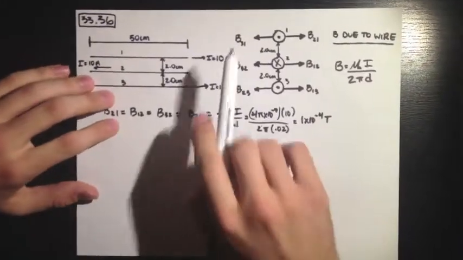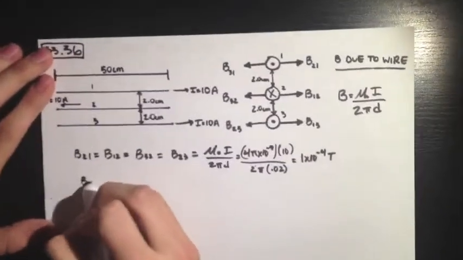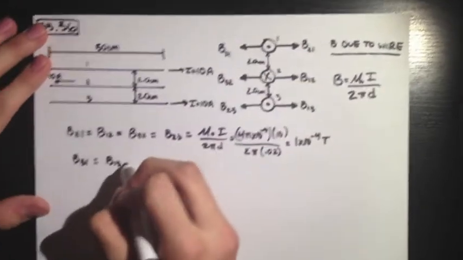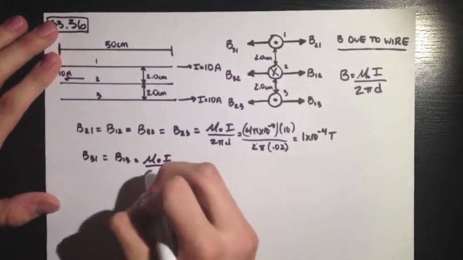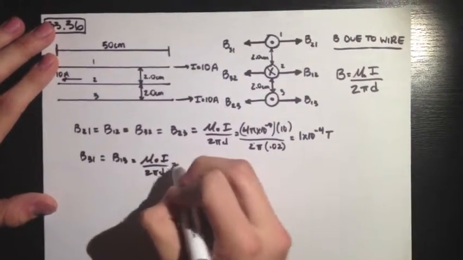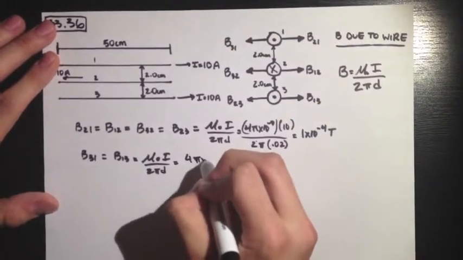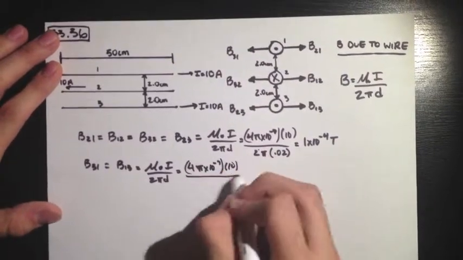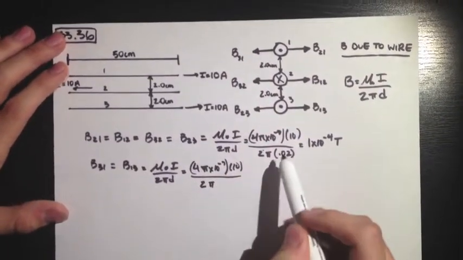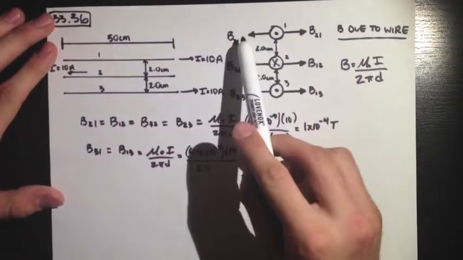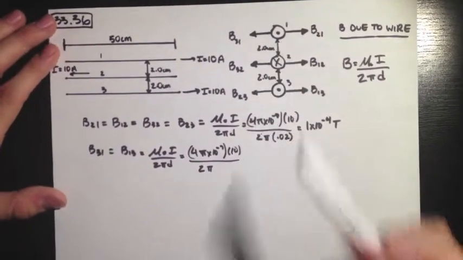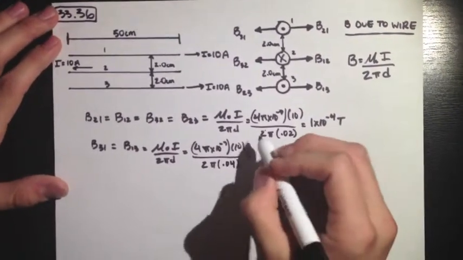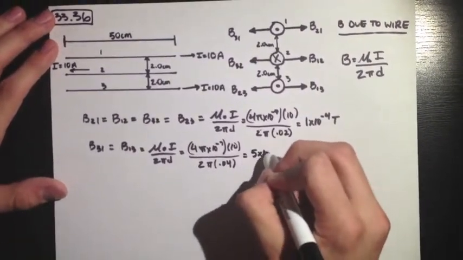The other 2, 3 on 1 and 1 on 3, are equal to mu naught I over 2 pi d again, which equals 4 pi times 10 to the negative 7th times, again, 10 divided by 2 pi, and then the d now is 4 centimeters for each of these, because from 1 to 3 it's 4 centimeters, so we'll put in 0.04. That turns out to be 5 times 10 to the negative 5th Teslas.